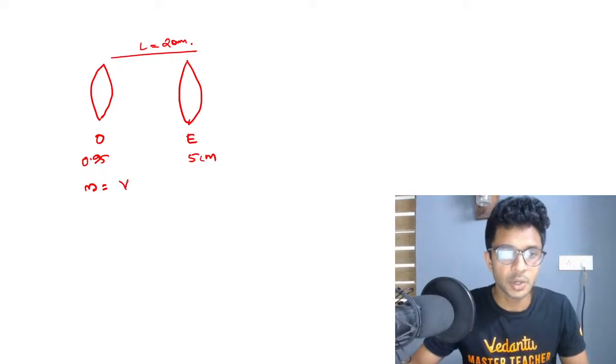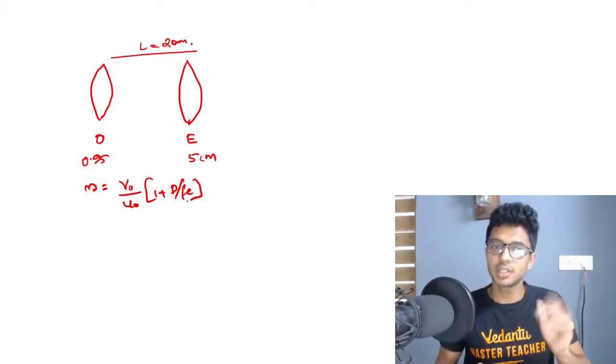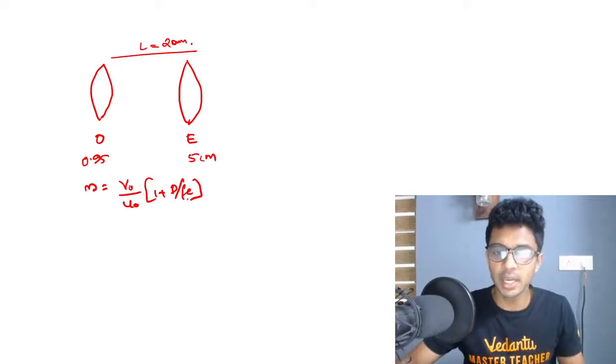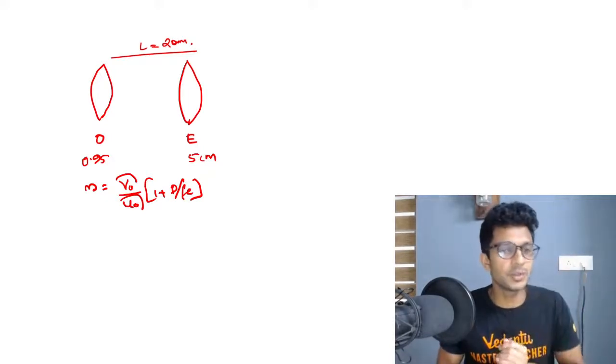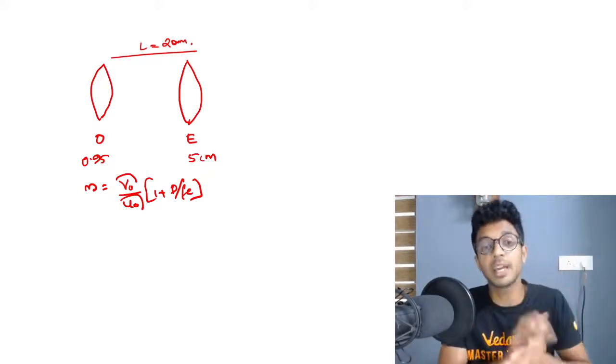Okay, so V naught divided by U naught into 1 plus D by Fe. Yes or no? This is the formula. D you know, the focal length of the eyepiece you know. What is unknown is the V naught and U naught value. How can we fetch the values of V naught and U naught from this figure or from the available information?